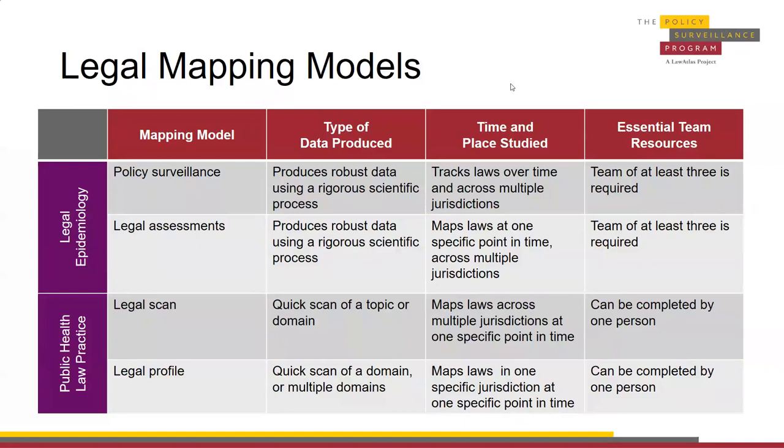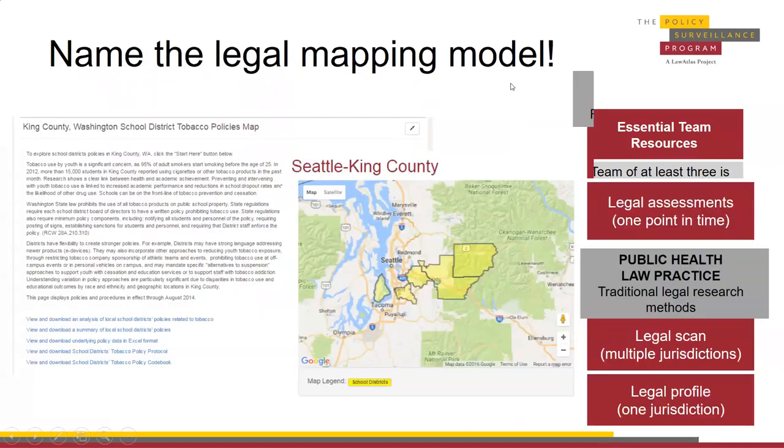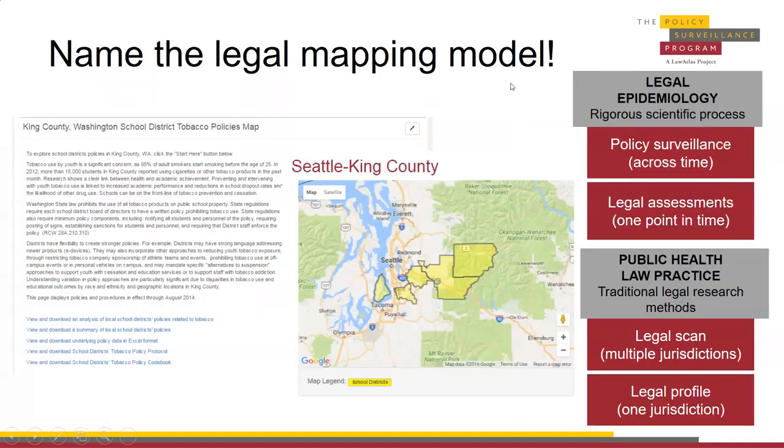So we're going to play a quick game to review the legal mapping models that we just discussed. This legal mapping project compares tobacco policies in multiple cities within a county at one point in time. The researchers published a research protocol and used heightened quality control standards. Because of that, this would qualify as a legal assessment.